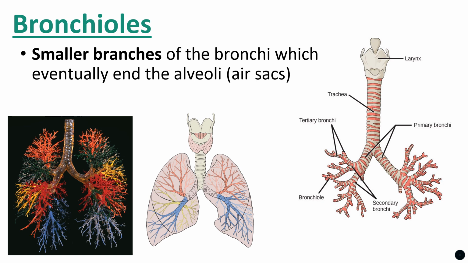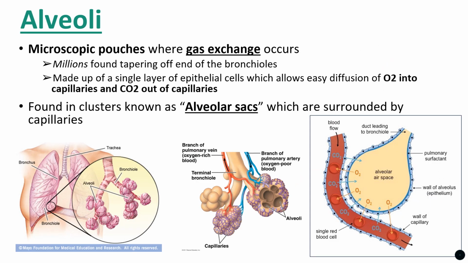Okay, so bronchioles. Now, remember, bronchioles are where we start getting into the conducting zone, right? These are going to be these little bitty branches off the bronchi, which eventually end in the alveoli, or the little air sacs that are actually going to have capillaries that wrap around them and help us do our gas exchange. So the alveoli, again, are going to be at the very end of these bronchioles.